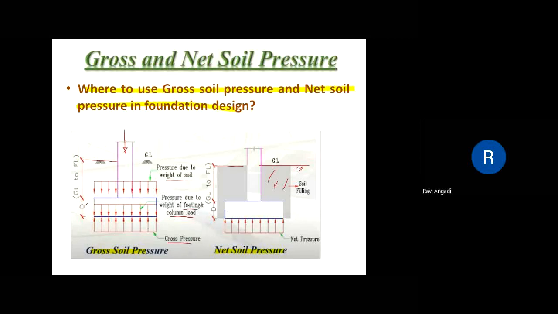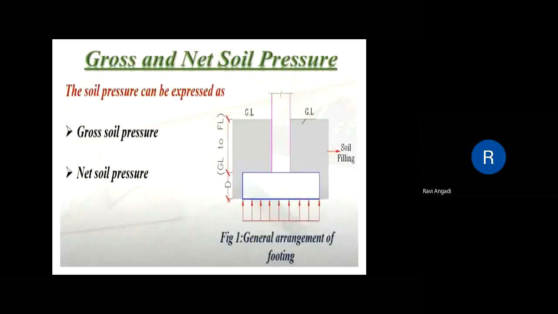Then coming to the net pressure. Excluding the pressure due to the weight of the soil and the self weight of the footing, which are to be neglected, only the load acting over the column is to be considered, which is subjected beneath the footing. That pressure is called the net pressure. And how can we understand this gross and net pressure? The soil pressure can be expressed as a gross soil pressure and a net soil pressure.